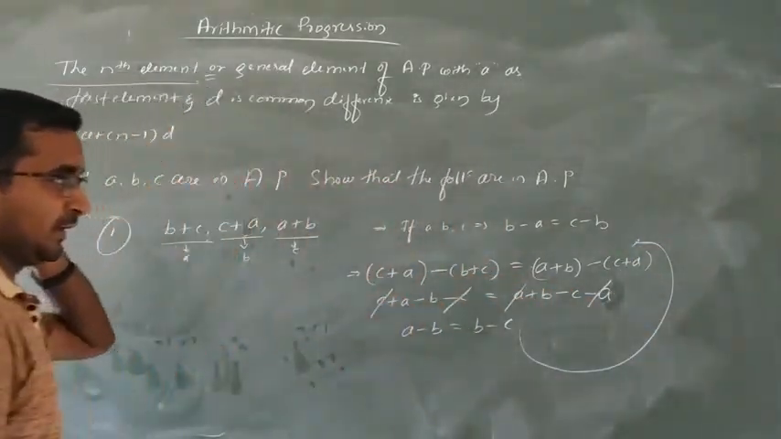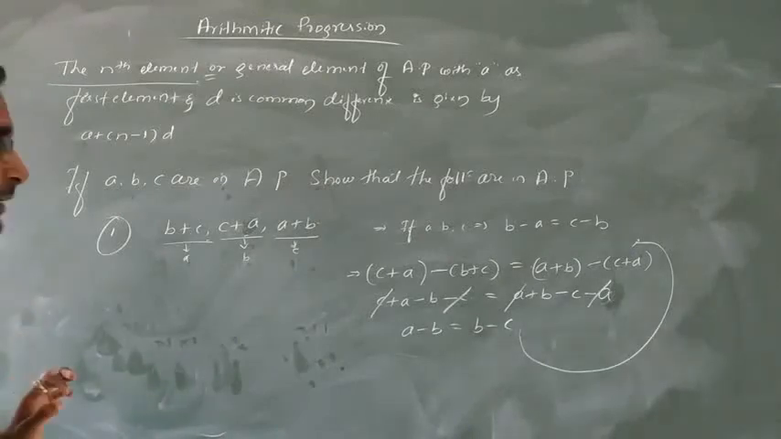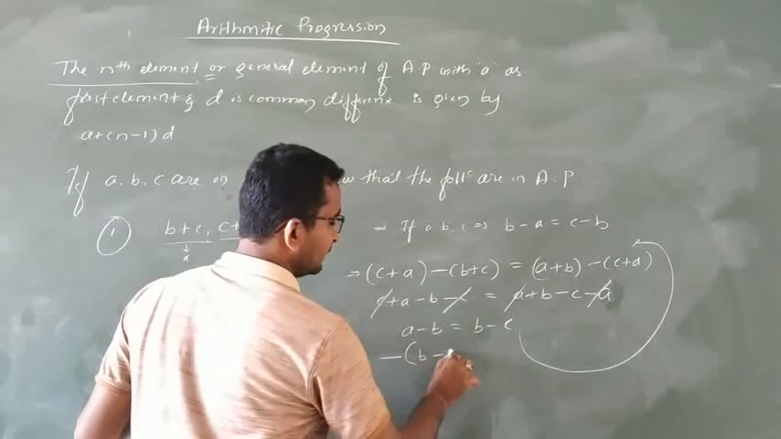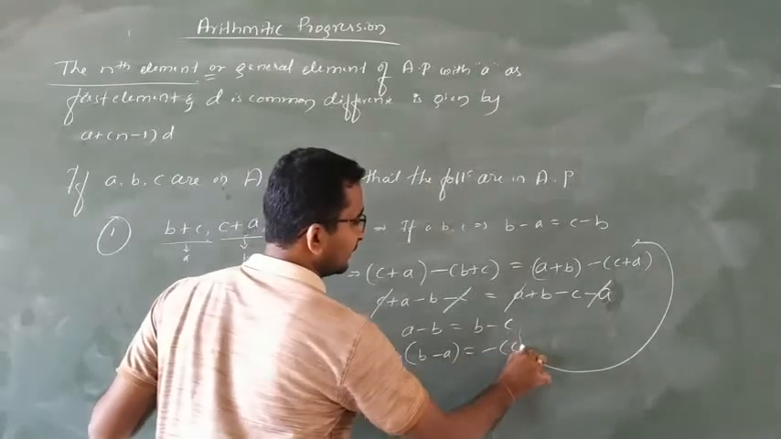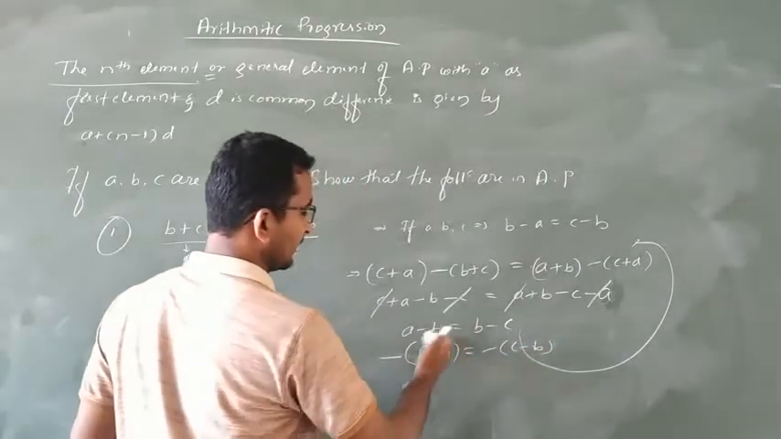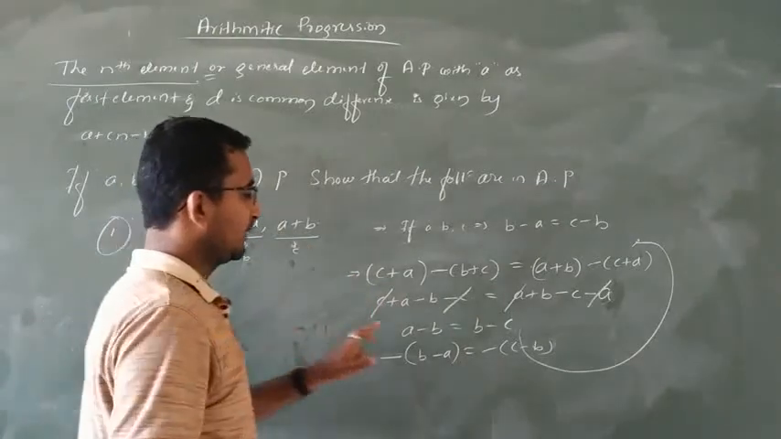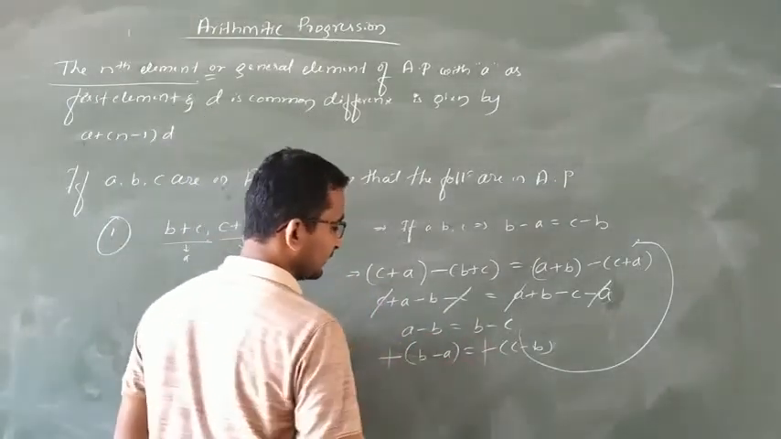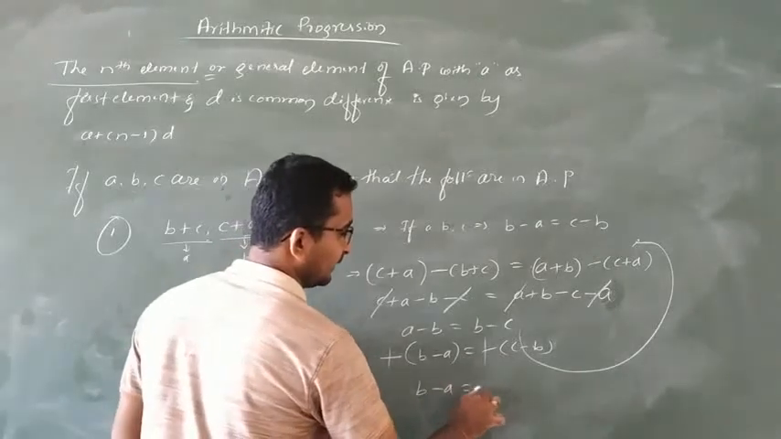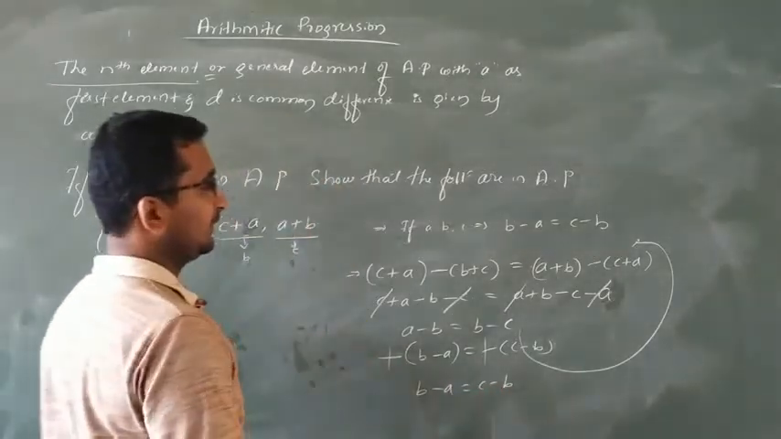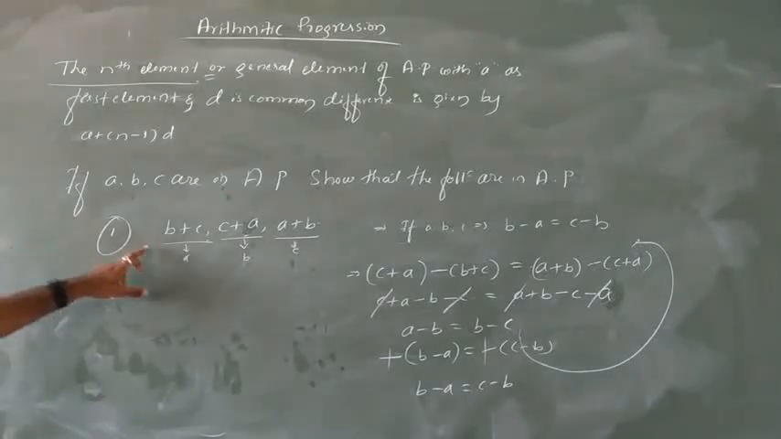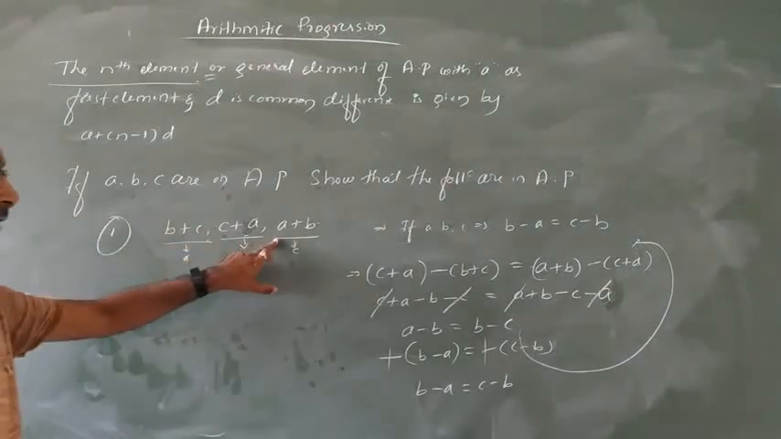What I should show is that if A, B, C are in AP, then B minus A is equal to C minus B. Just interchange the sign of that one. Then what you get? B minus A is equal to minus of C minus B. It means you take the minus outside, then plus becomes minus and minus becomes plus. Minus into minus is plus, so B minus A is equal to C minus B. Then we can say that B plus C, C plus A and A plus B are in AP.